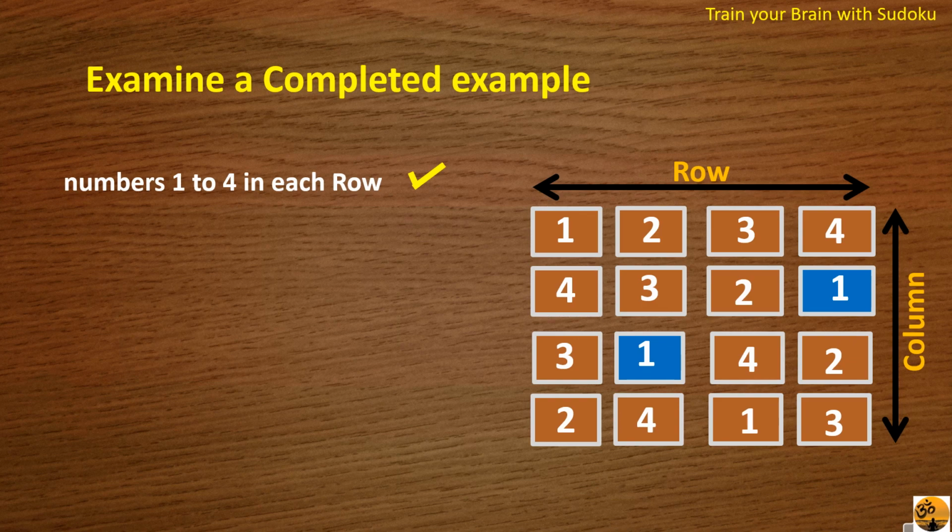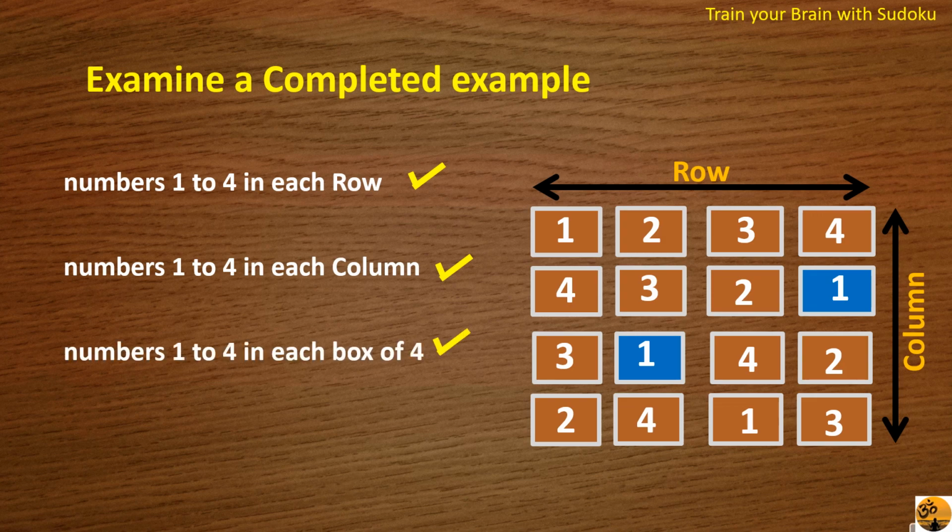Numbers 1 to 4 in each row. Numbers 1 to 4 in each column. Numbers 1 to 4 in each box. Odd numbers in colored boxes.